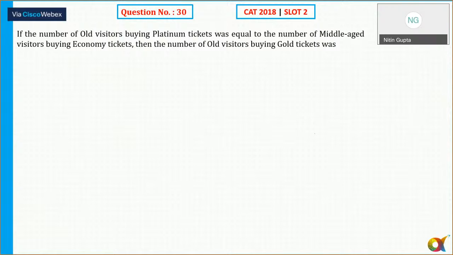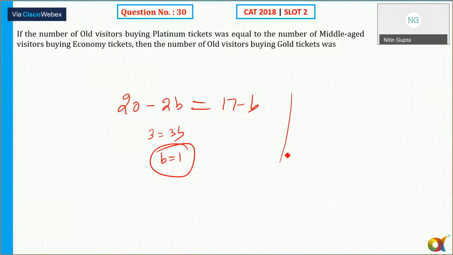Okay. Similarly, now question number 30. It says if the number of old visitors buying the platinum ticket, that is 20 minus 2B, was equal to the number of middle-aged visitors buying economy tickets, that is 17 minus B. So from here I'll get 3 is equal to 3B, so B is equal to 1. Then the number of old visitors buying gold tickets is equal to B itself. Okay, so the answer is 1.